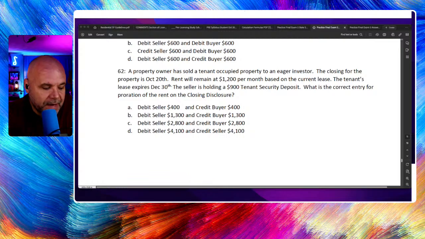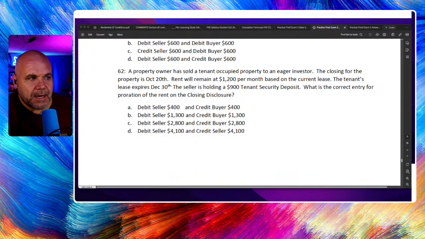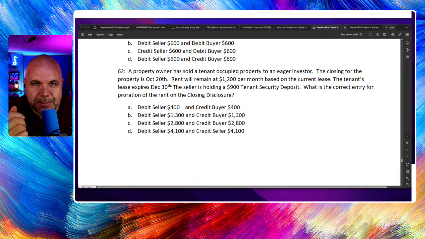$1,200 per month divided by 30 days is $40 a day. And then $40 times 20 days, because it's 20 days to the seller. 40 times 20 is $800. That is the seller's portion. But the seller already has all of the money. We need to make them give back some money. So we need to make them give back the buyer's portion of the month.